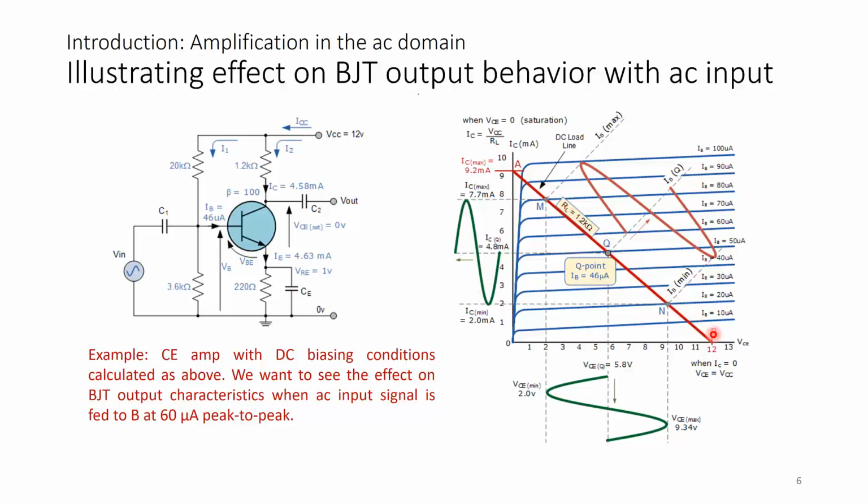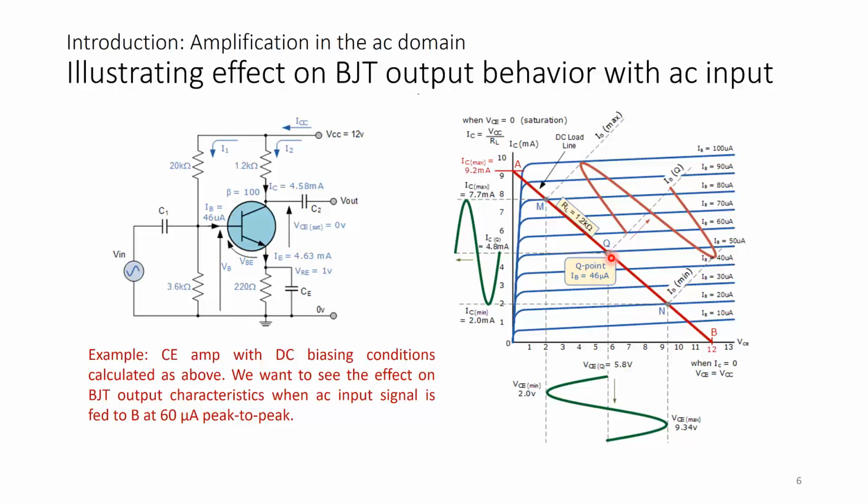and with this load line we can have the x-intercept, where VCE equals VCC, and we can estimate the saturation current value that is to be avoided. In this case it has been found to be 9.2 milliamps, and the Q point is at the point shown here, with IB equal to 46 microamps, ICQ at 4.8 milliamps and VCEQ at 5.8 volts.